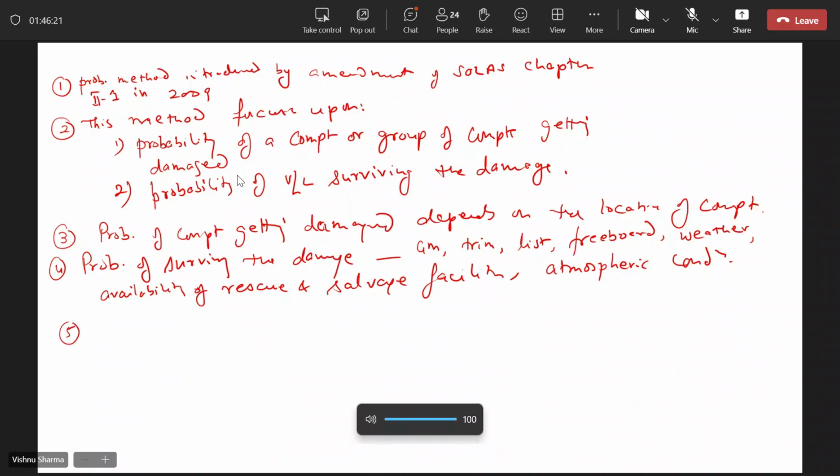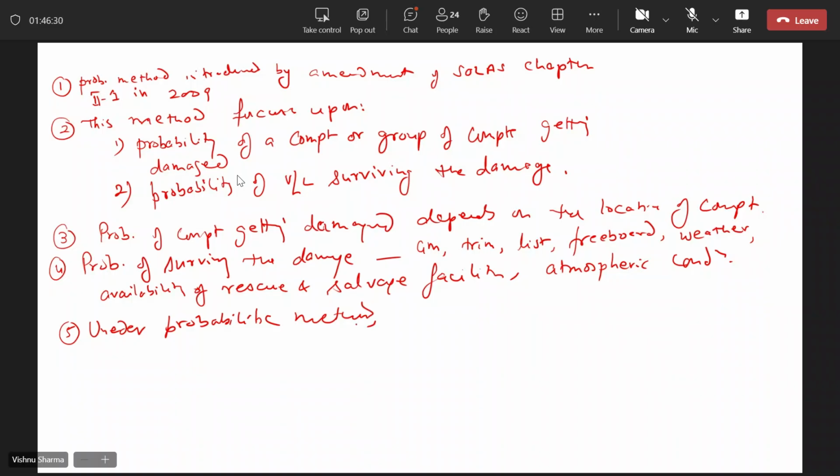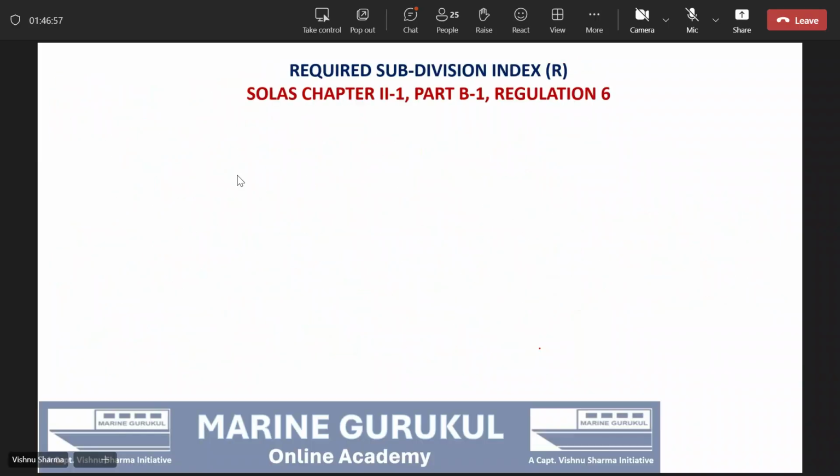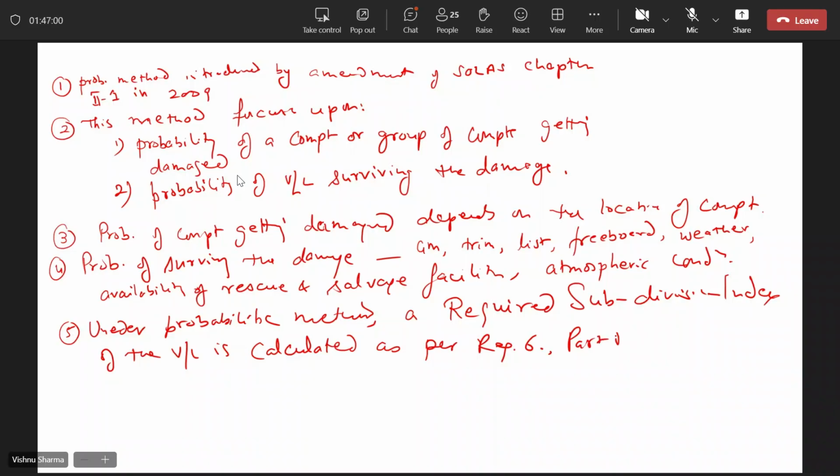Under this method, under the probabilistic method, the required subdivision index of the vessel is calculated as per regulation 6, part B1, chapter 2.1 of SOLAS.